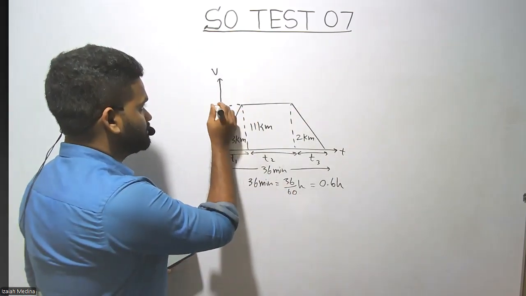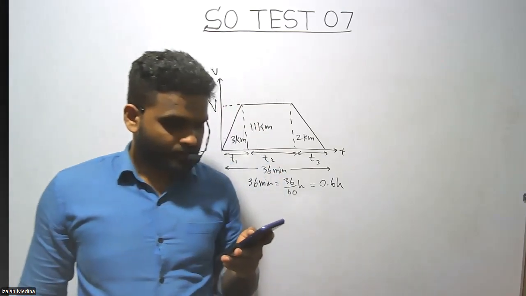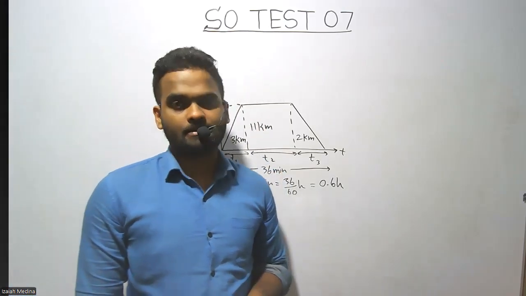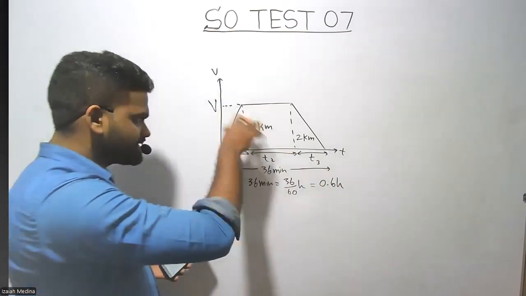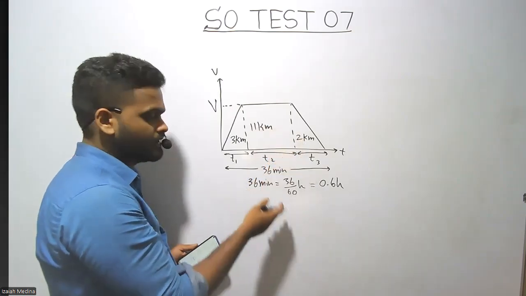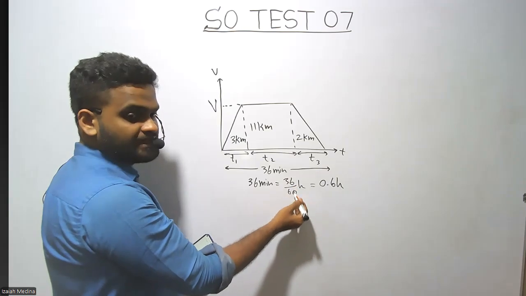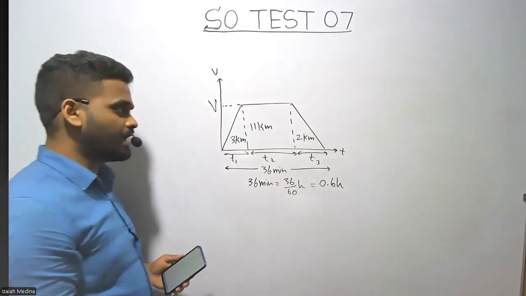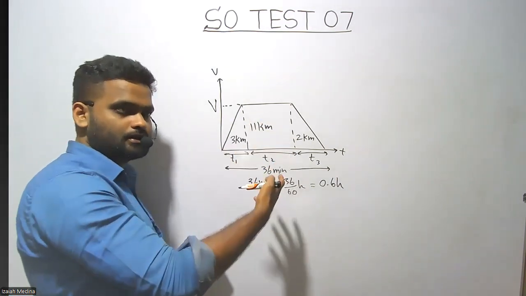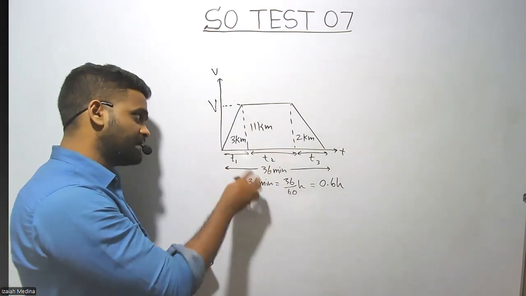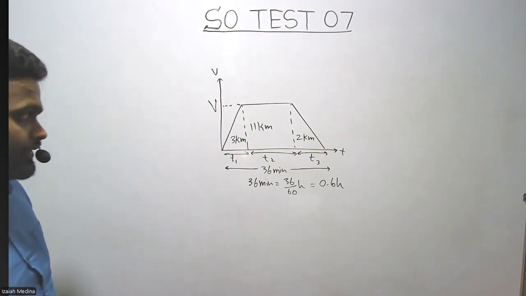So here we have the maximum velocity. Let's say capital V, right? Maximum velocity. So they're asking for the maximum velocity in kilometers per hour. So for this graph, you just have to convert everything into kilometers and hours. So 36 minutes, I just converted into hours by dividing by 60. So it becomes 0.6 hours. So using all this data, you just have to get some equations, and by solving them, you can find a value for V. That's all you have to do here.